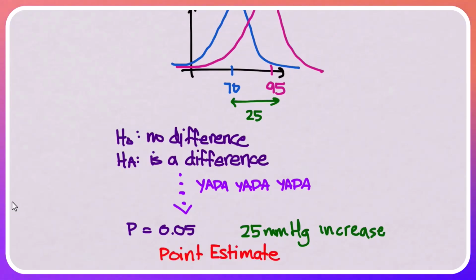And so then we would report this point estimate in our paper: that we had a 25 millimeter of mercury increase in blood pressure using vasopressor B compared to vasopressor A, with a p-value of 0.05, and so it was statistically significant. And that's great, but we can do better by using a confidence interval, and let me show you how.